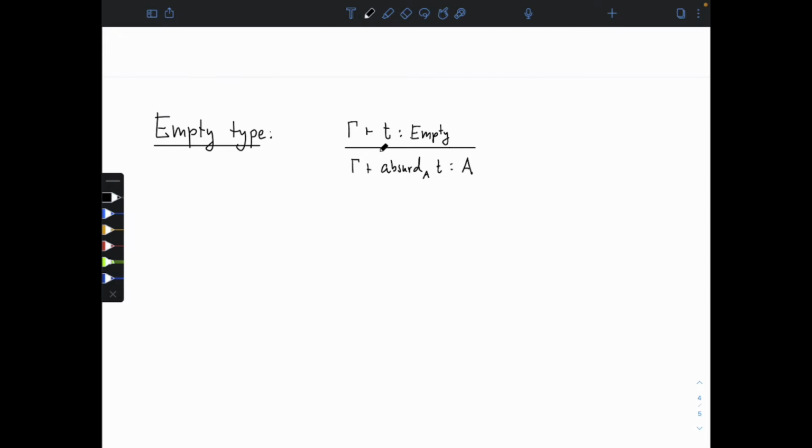What we should worry about is whether we can get a closed term of type empty. So is there a term of type empty in the empty context? That would be a little surprising. That would probably spell trouble.